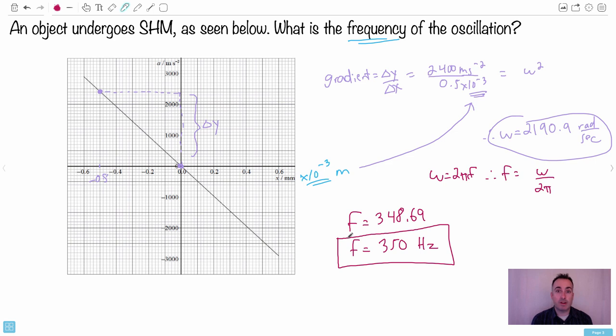But the thing you can do from one of these graphs is get the gradient. And the gradient tells you omega. Well, the gradient equals omega squared, so you take the square root of your gradient. Remember, I took the absolute value of it, though, because technically the gradient was negative. That's true, but I just took the absolute value of the gradient and took the square root of that. That got me omega. And then I set that equal to 2 pi f in order to solve for the frequency. Had we wanted the period, we could have done the same thing. It would have just been omega is 2 pi over the period. That's it. That's how we can deal with these seemingly really tough questions.